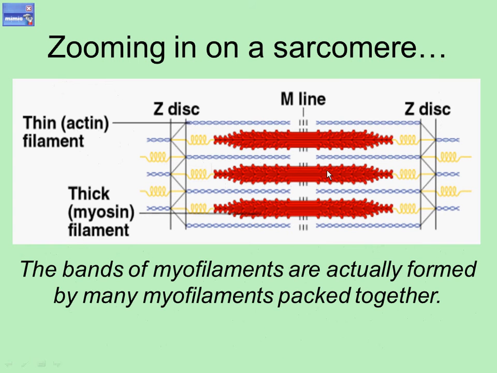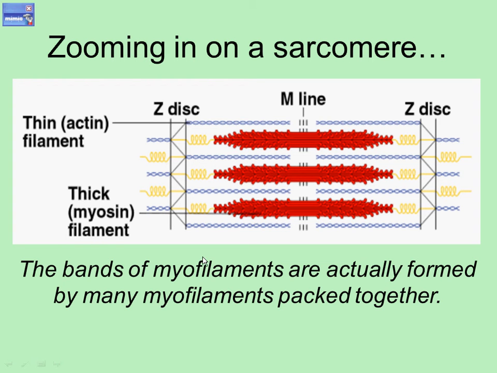So if we take a closer look at a sarcomere, notice here, we know that this is a sarcomere because we go from Z disc to Z disc. These thin filaments are called our actin filaments. These thicker filaments are called our myosin filaments.